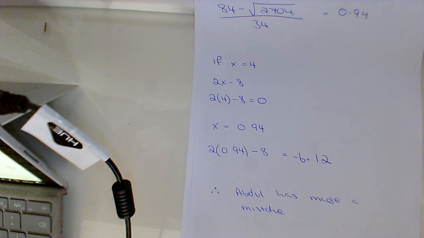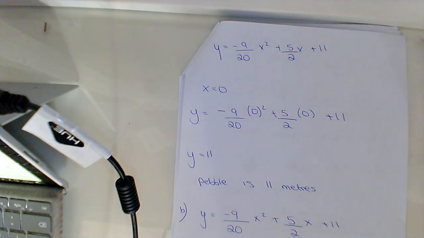Okay, so for question 12, it says the path of a pebble thrown off a cliff is given by the formula y is equal to minus 9 over 20x squared plus 5 over 2x plus 11, where y is the height in meters above sea level and x is the horizontal distance from this cliff face in meters. What is the height of the pebble when it's thrown?